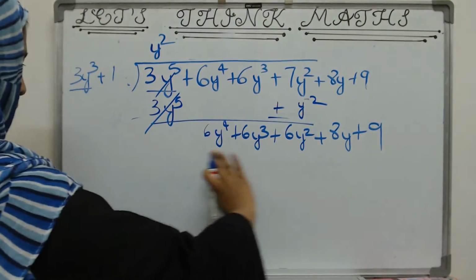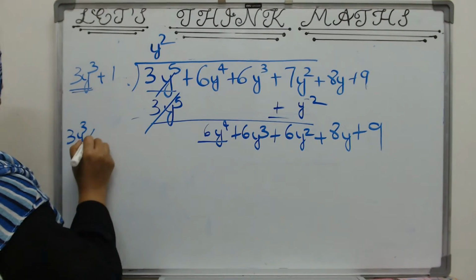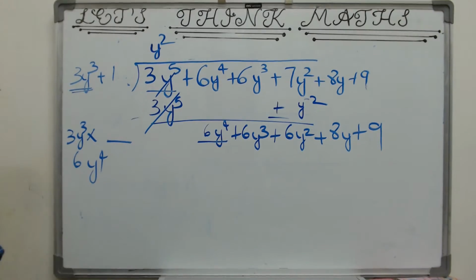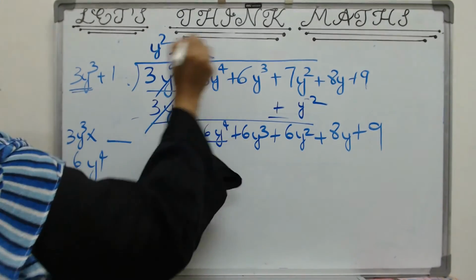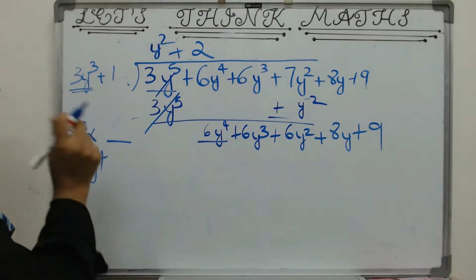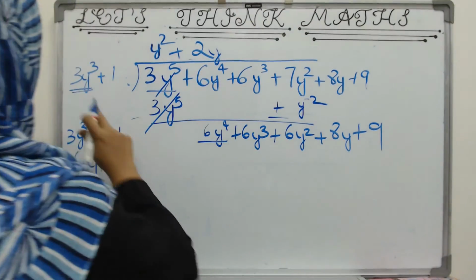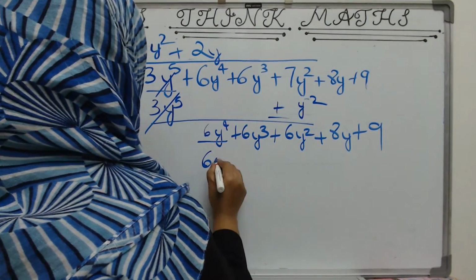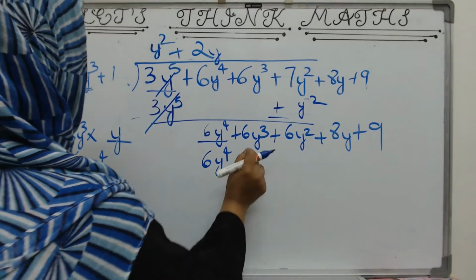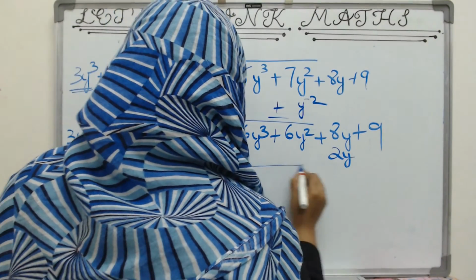Again, forget about all the other terms. Concentrate on the first one. 3y square into what will give you 6y raised to 4? 3 into what will give you 6? Plus 2. Y cube into what will give you y raised to 4? 3 plus 1 is 4. So just 1y. Okay, so multiply with each term. First term we are fine, but look at the second term, it will be 2y. So where do we write? We write it here. Again subtract.